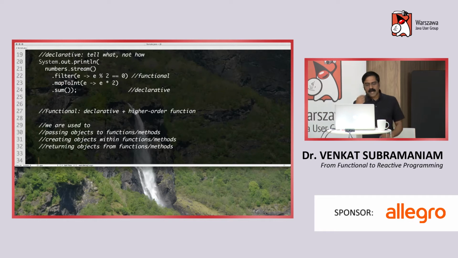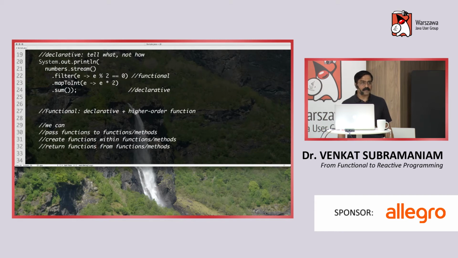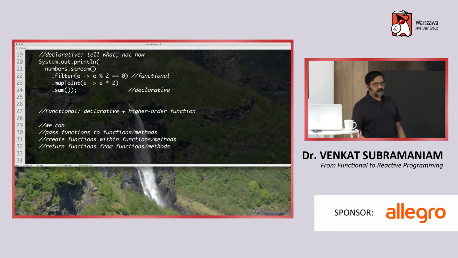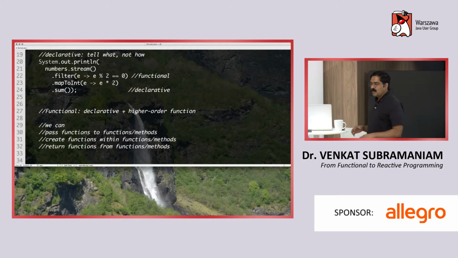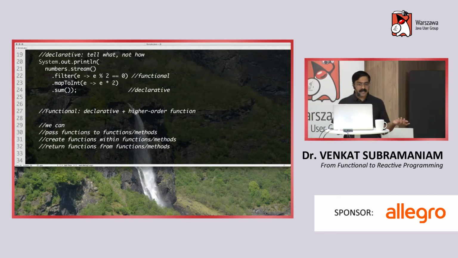Well, what we can do now is we can now pass. Well, what can we pass in this case? Well, we can pass functions to functions and methods. That's what makes it a higher order function. We could also create potentially functions within functions and methods. And finally, we could even return functions from functions and methods as well. So not just pass around data or objects, we could pass functions to functions. And that's exactly what we are doing here.